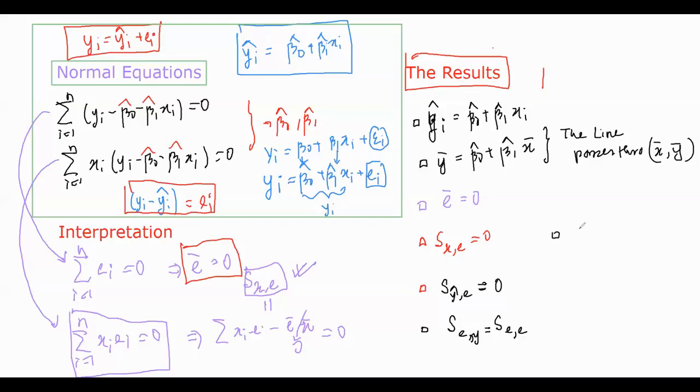We also get the following. We will not prove here that S(y hat) is equal to r squared times S(y), and S(e, e) is equal to (1 minus r squared) times S(y). What is r? That's the big question. We can define r as S(xy) divided by the square root of S(xx) times S(yy).